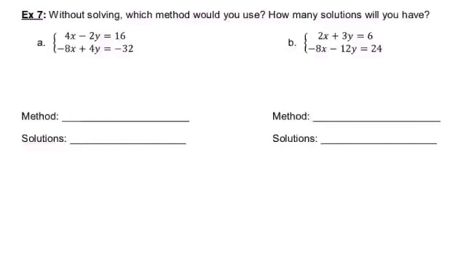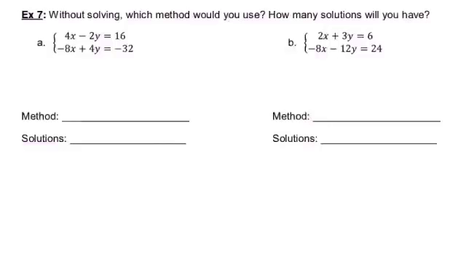The last example says, without solving, which method would you use? How many solutions will you have? So we have two different systems here. I want you to figure out which method you would use, which would make the most sense. And I want you to look for patterns and see how many solutions you think that these systems of equations will have. So again, I'm not going to go through the answers right now.